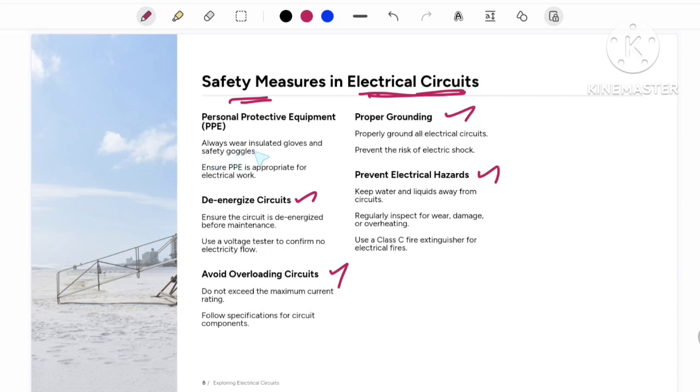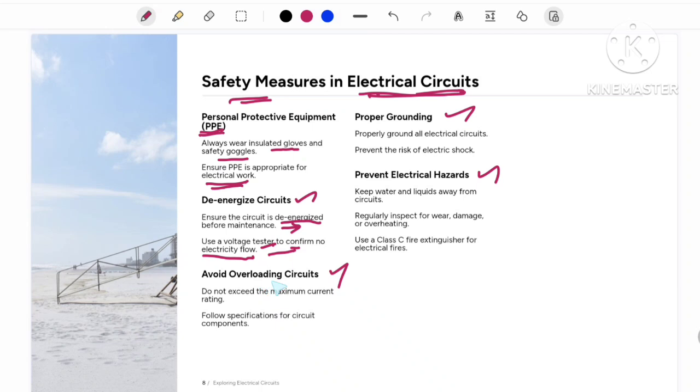Number one, always wear insulated gloves and safety goggles. Ensure PPE is appropriate for electrical work. If you are doing any electrical work, you need to follow the PPE first. And number two, de-energize the circuit. Ensure the circuit is de-energized before we take up maintenance, and use a voltage tester to confirm whether electricity is flowing or not, right?